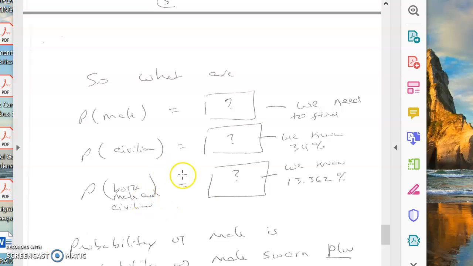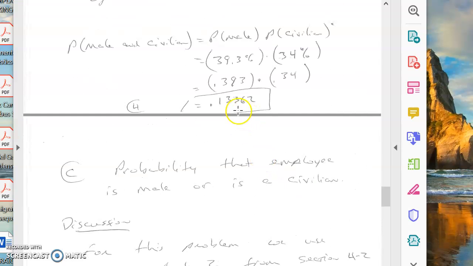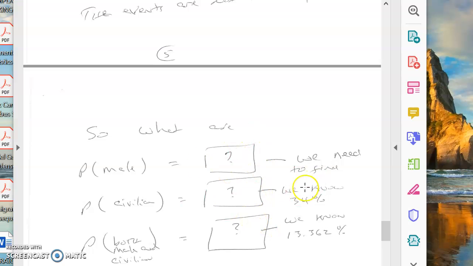Okay, correction. This one right here, the male and civilian, that was problem B. That's the one we just solved. And that comes out to be, if you look back, 13.362%. That's right up here. So 0.13362 is the same as 13.362%. Okay, so we have these three things that we need.